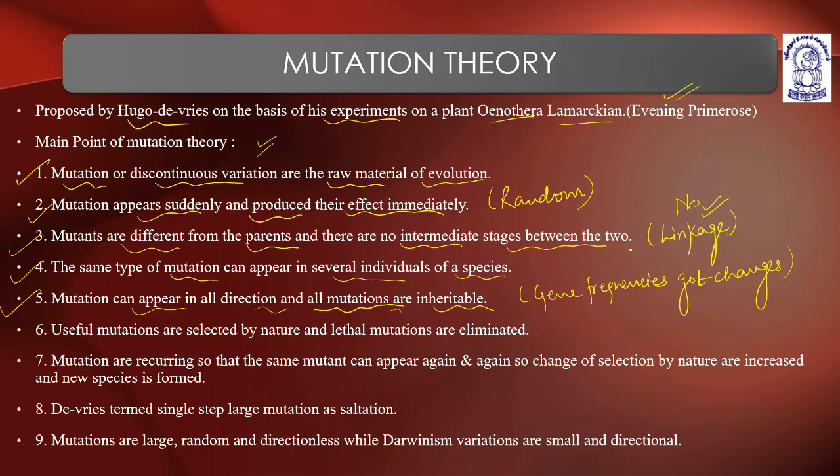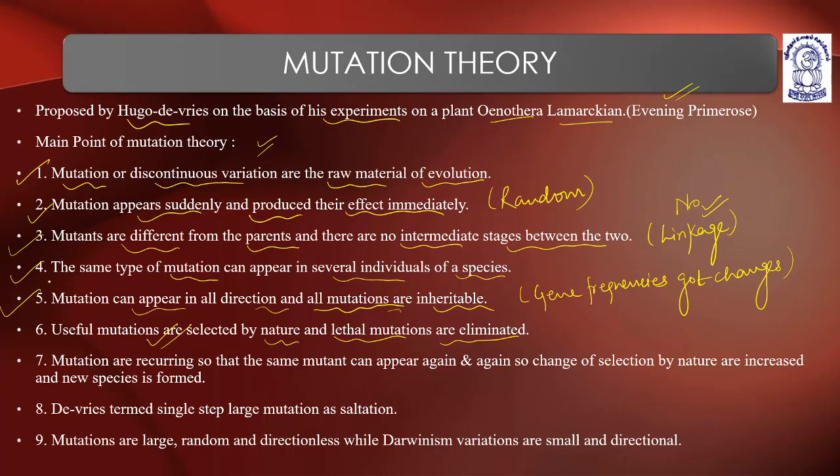Okay, and that is why they are inheritable. Understood? Now, useful mutations are selected by nature under the process of natural selection, and lethal mutations are eliminated. The mutations which are helpful for the survival of the new species or for the formation of new species always survive. They always dominate, but the lethal ones actually abort themselves.